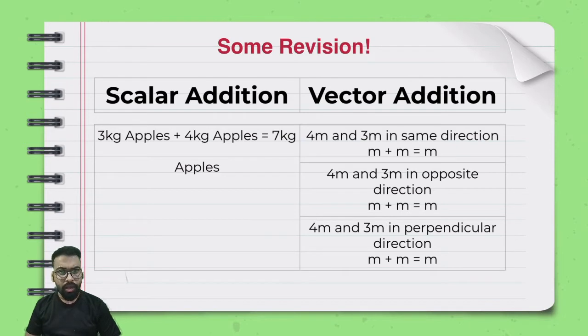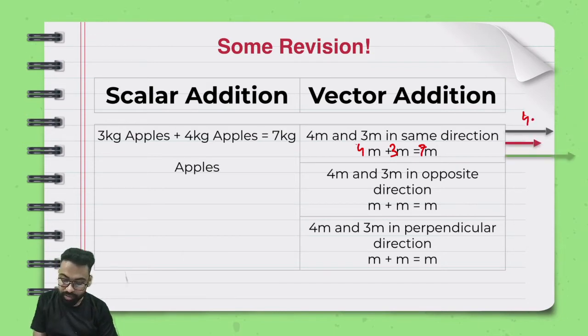You already know this. But with vector addition, two things can be added in a lot of different ways. If you want to add 4 meter and 3 meter in the same direction, I hope you remember that 4 meter plus 3 meter will give you 7 meter. If this is 4 meter, and this is 3 meter, we get this green one as 7 meter. Similarly, for the next case, 4 meter and 3 meter are in the opposite direction. If I add them again, I hope you remember we get 1 meter.